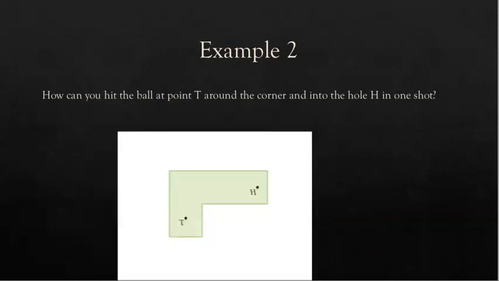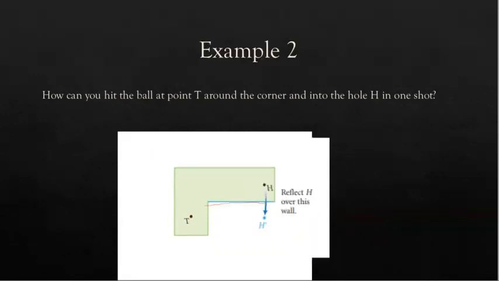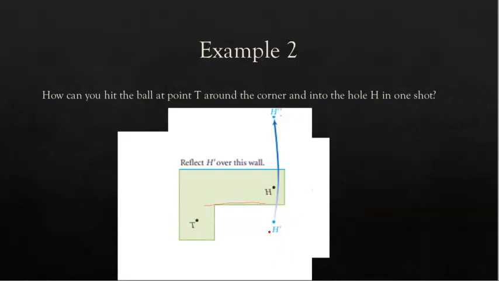So now when we start, we're going to say, well, what wall did the ball need to hit last? Remember, we were going up to this wall, down to this wall, and then to the hole. So we're going along this wall last. Because that's the wall that we're hitting last, we want to reflect that hole, that H, across that wall. So that would be down here. Then we're going across the top wall. So we're going to reflect the H prime over that top wall and get H double prime.